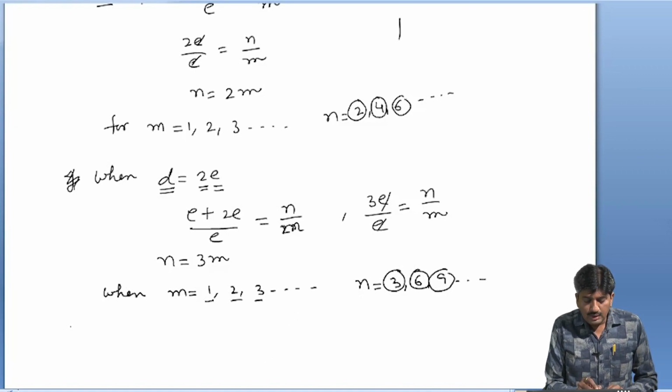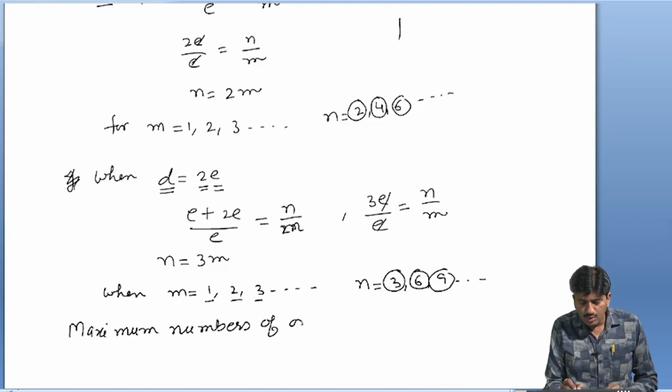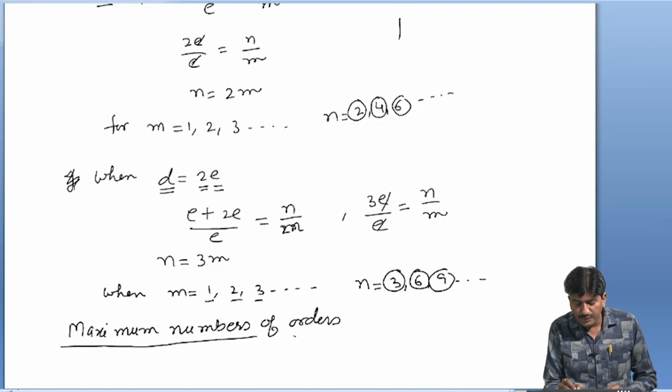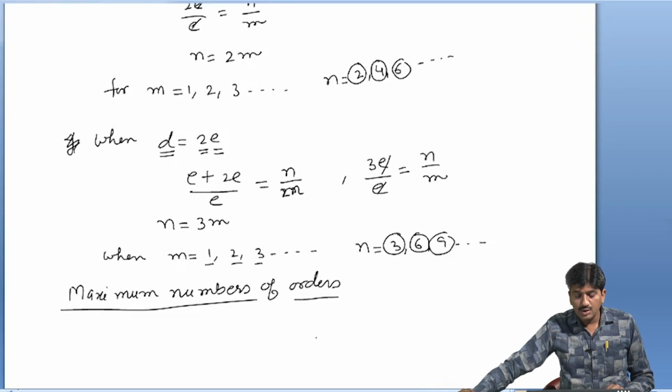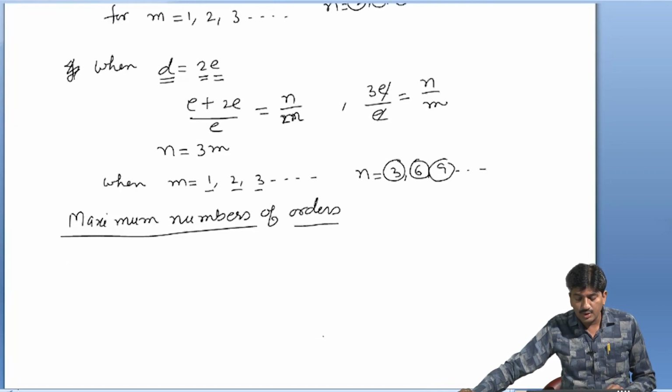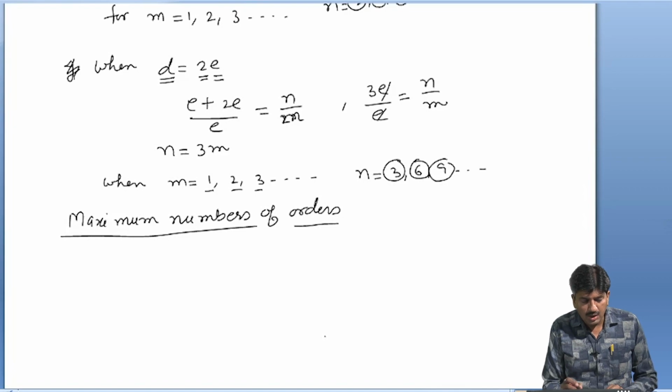Now we can determine the maximum number of orders which are visible by the help of a grating. Maximum number of orders means how many orders we can see with a grating. To determine the maximum number of orders, we take the grating equation.